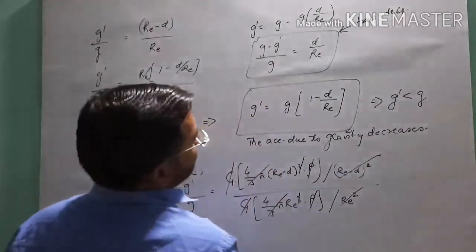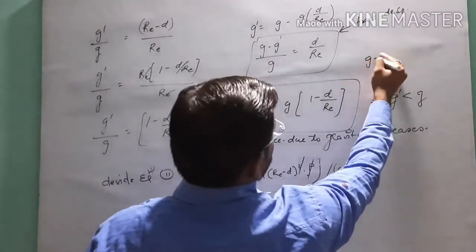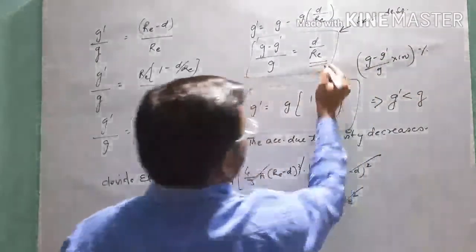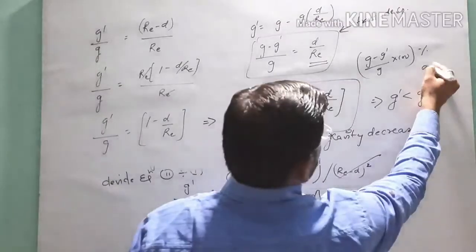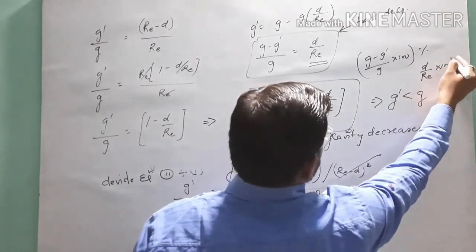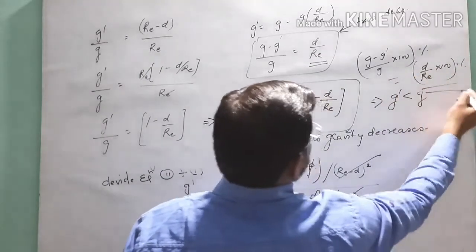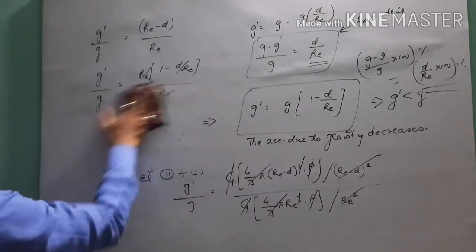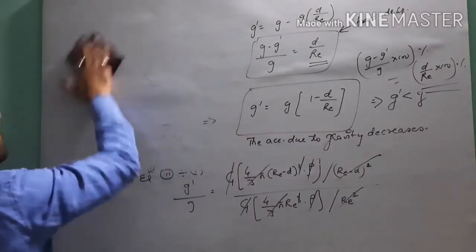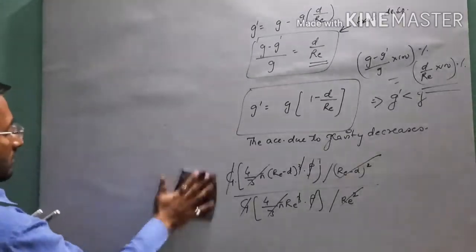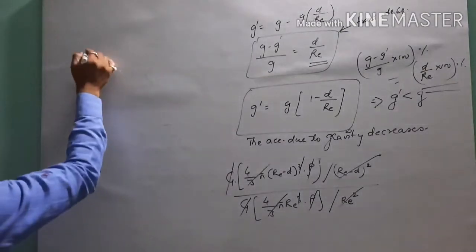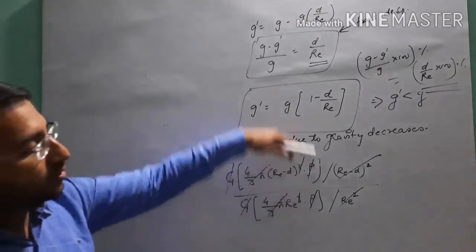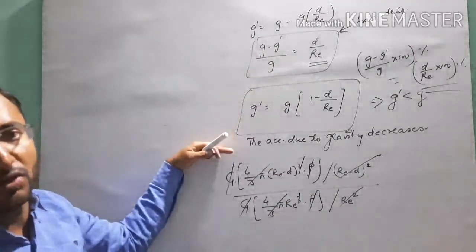Now when we talk about the percentage decrease, we will write here g minus g dash over g into 100 percent, which, if we talk about the right side part, will be d upon Re times 100%. This is your percentage decrease. Point clear? So we have two cases in which we have discussed the variation in the value of g due to the effect of altitude and due to the effect of depth.